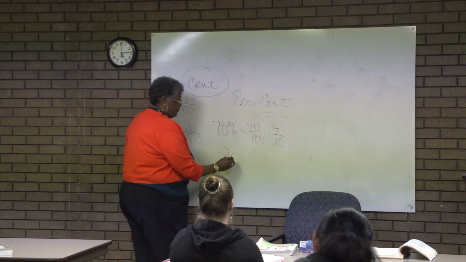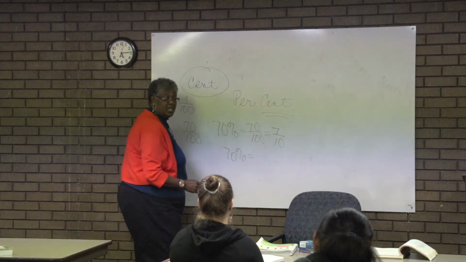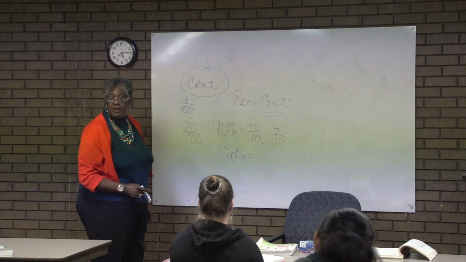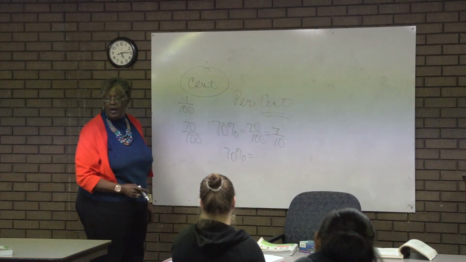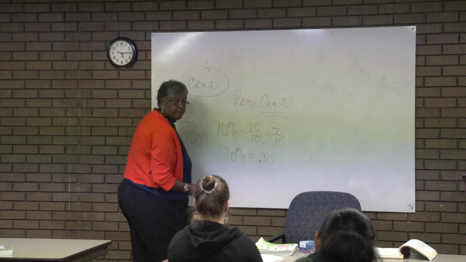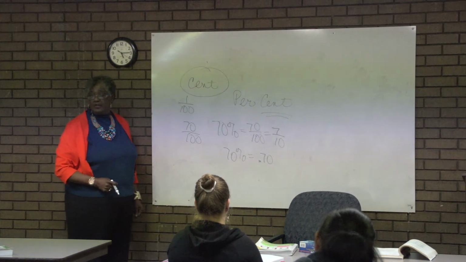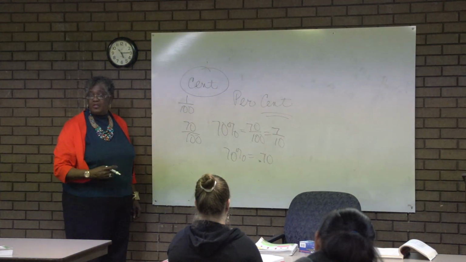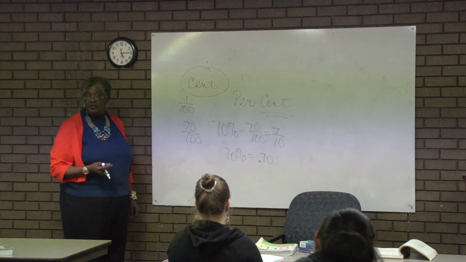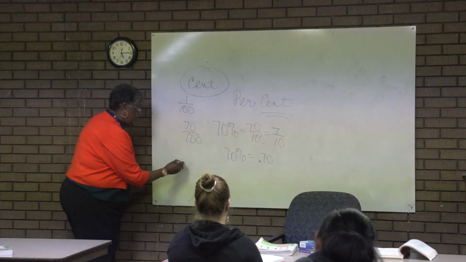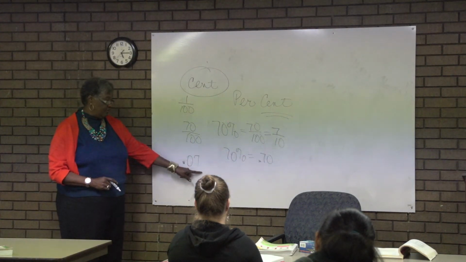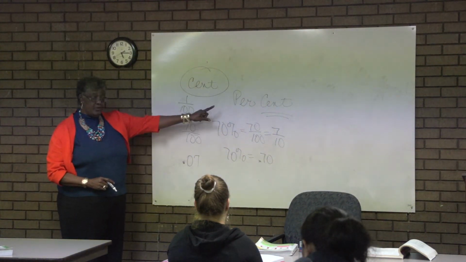As a decimal, 70% is 70 hundredths. How do you write 70 hundredths as a decimal? How many places are in hundredths? 2. How many numbers are in 70? 2. So all you need to do is just write it. 70 hundredths. Remember, if it was 7 hundredths, there's still 2 numbers in hundredths, right? But there's only 1 number in 7. So the 7 has to end up on the hundredths, so you'd have to put the 0 there. Has to be hundredths for percent.